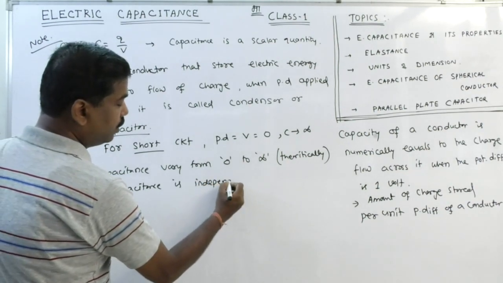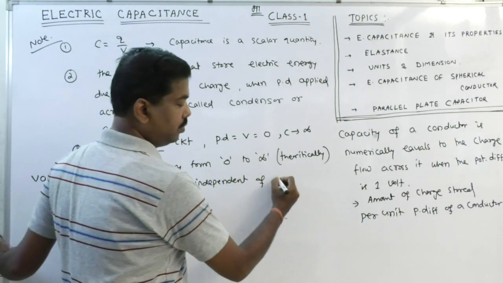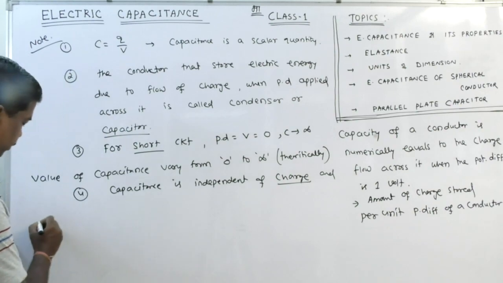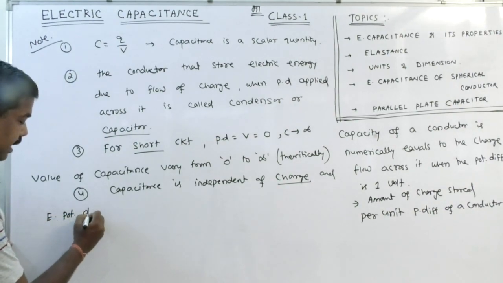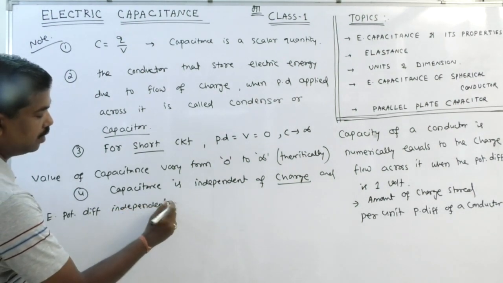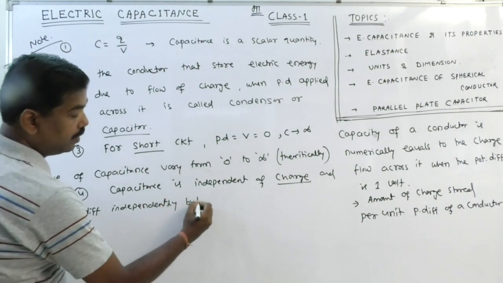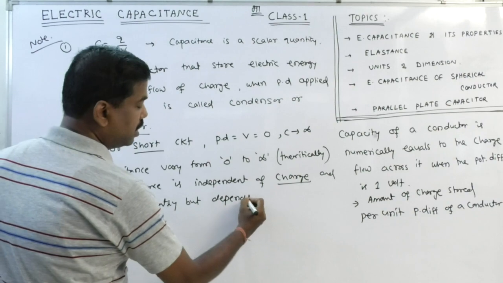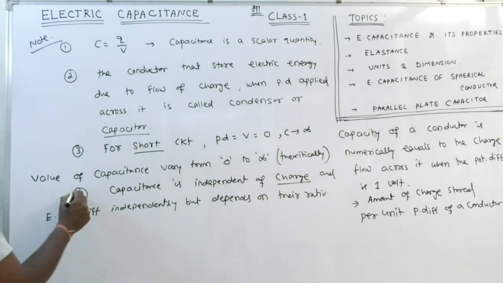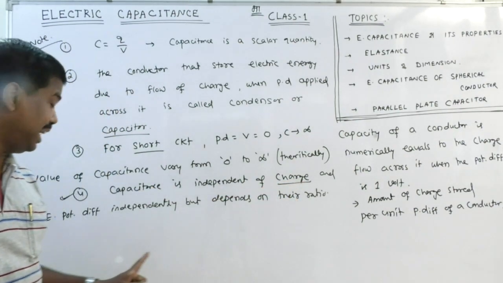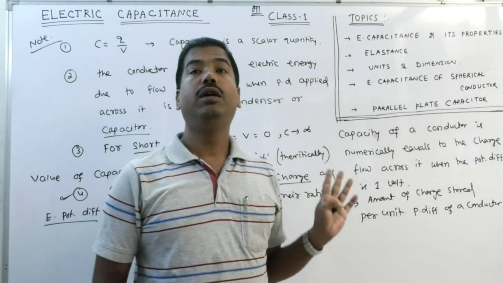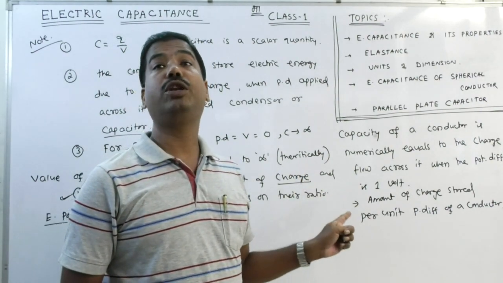Capacitance is independent of charge and electric potential difference independently, but depends on the ratio. This is very, very important. Capacitance is independent of charge and electric potential difference independently. It means C is never directly proportional to Q and C is never inversely proportional to V.